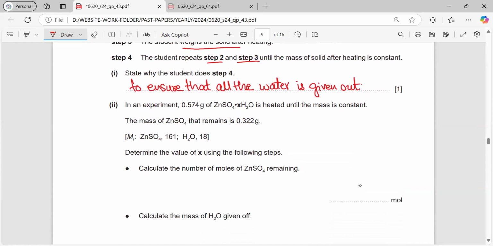Next, in an experiment, 0.571 gram of hydrated zinc sulfate is heated until the mass is constant. The mass of zinc sulfate that remains is 0.322. The molar mass of water and zinc sulfate are given. Determine the value of X using the following steps. In this type of question, when you have been given the mass of the hydrated crystals, we heat it so that the water will evaporate. We have to find how many moles of water molecules are there in the crystal. So basically, we have to find the value of X.